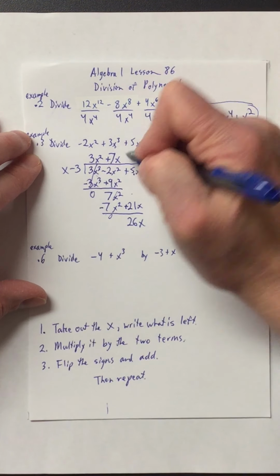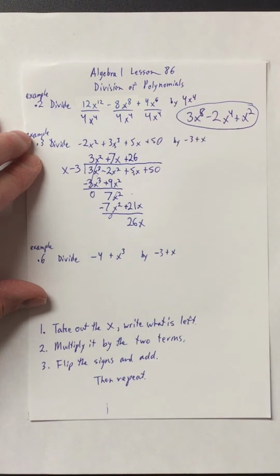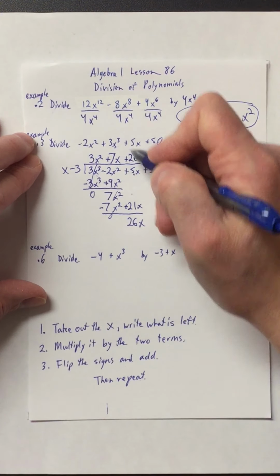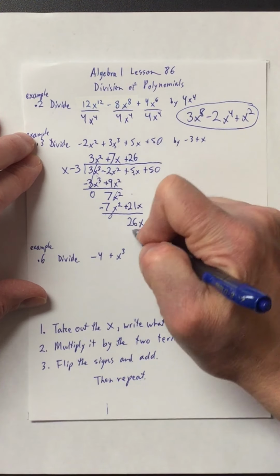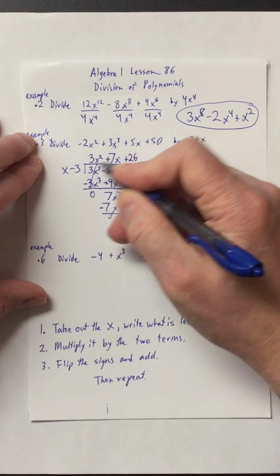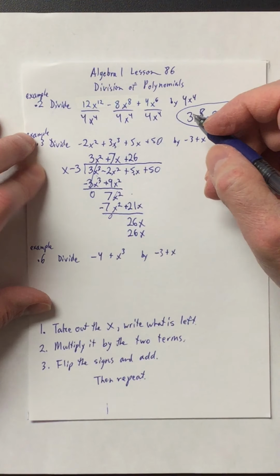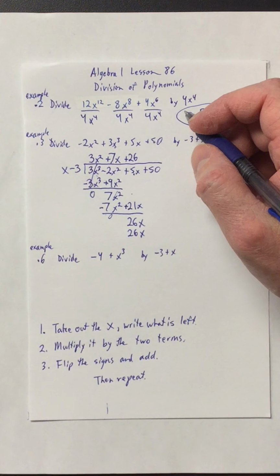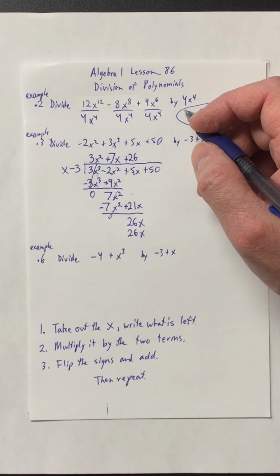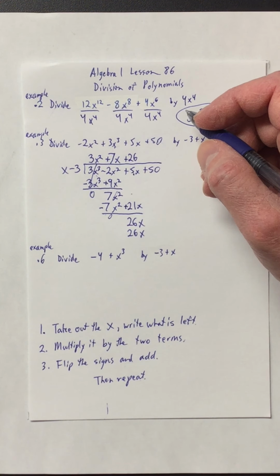I'm going to take out an x, which simply leaves me 26. I'm going to multiply it by my 2 terms over here. 26x, and negative 3 times 26. I'm going to look in my book for some help with that one. There we go. Negative 78.